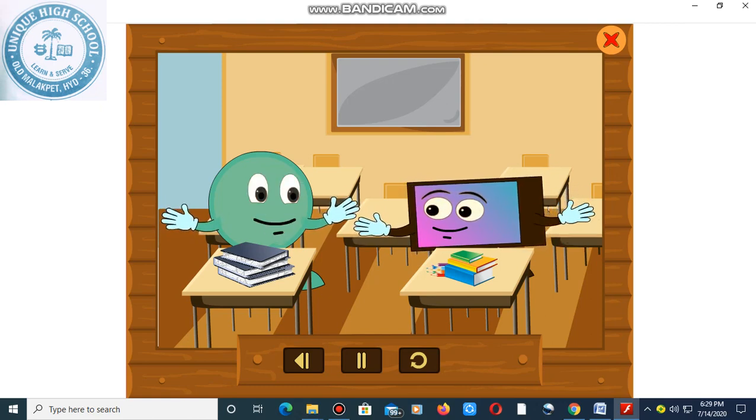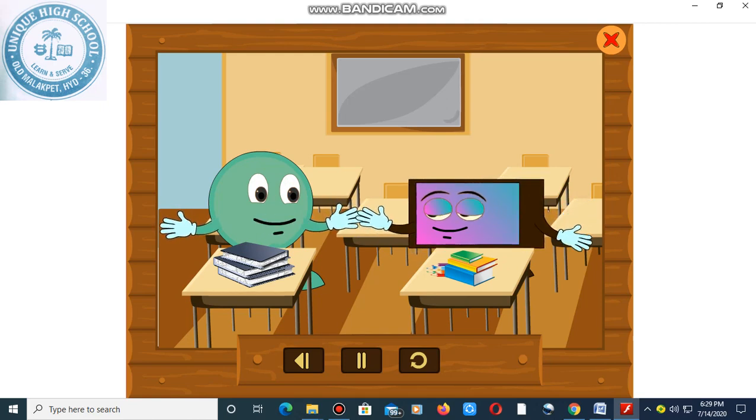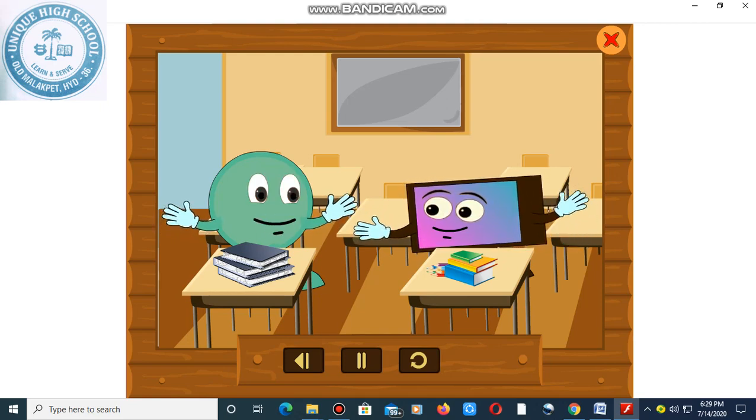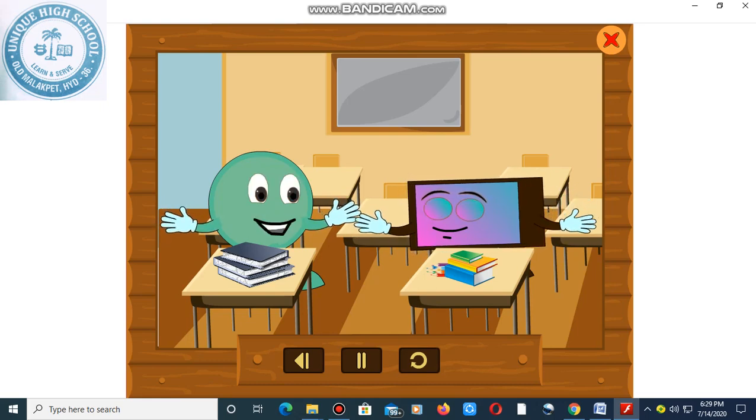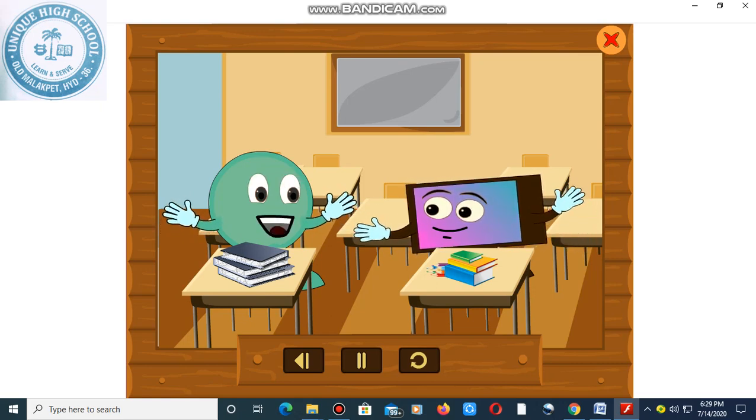Oh, well, I don't know these chapters. Could you please help me in understanding this chapter? Yes, sure. This way I can even complete my homework and revise whatever Sir taught us in the class. Thank you, Circle. Come, let's start then. Yeah, sure. First, we will revise whatever we have learnt about the subtraction till now. Okay. There are certain questions that you need to answer.